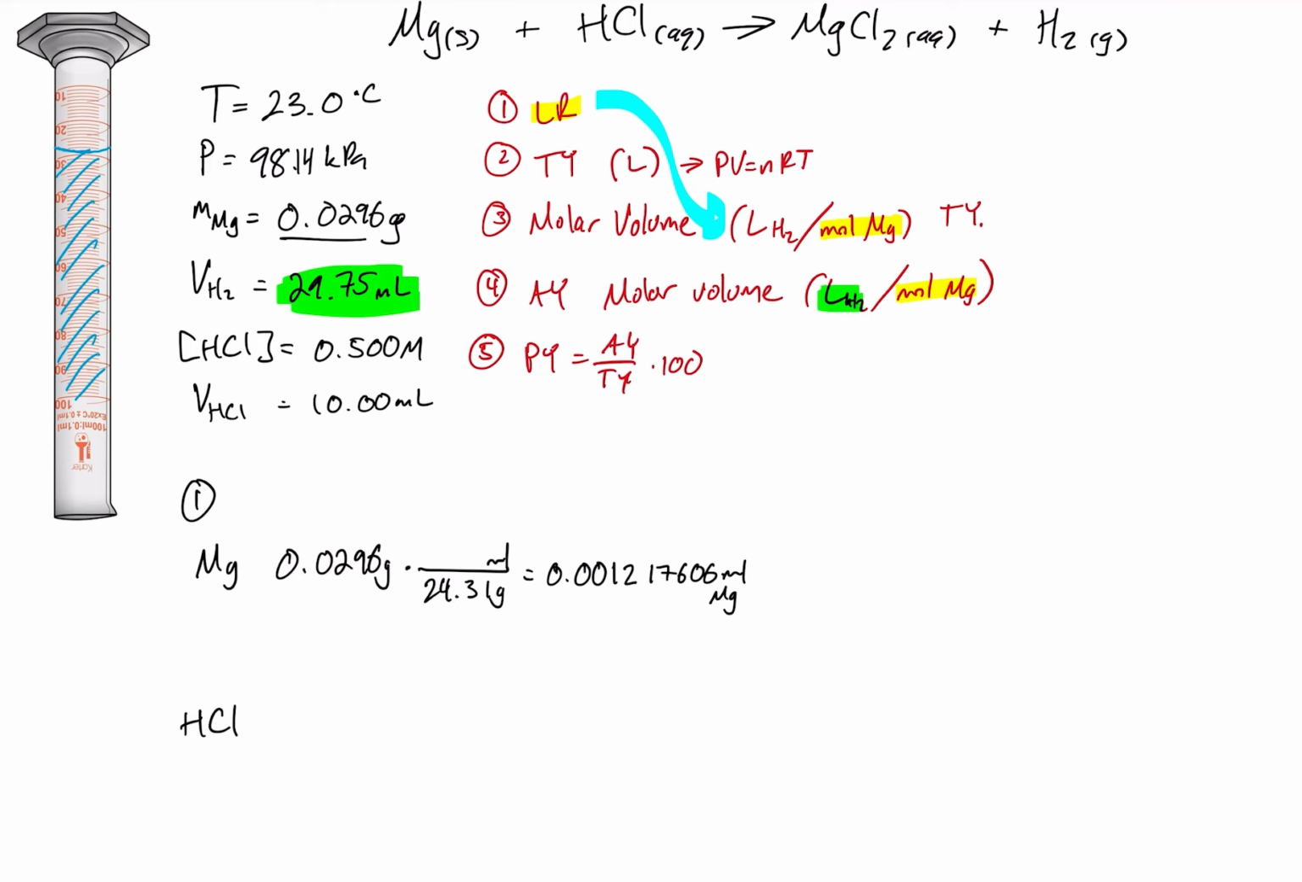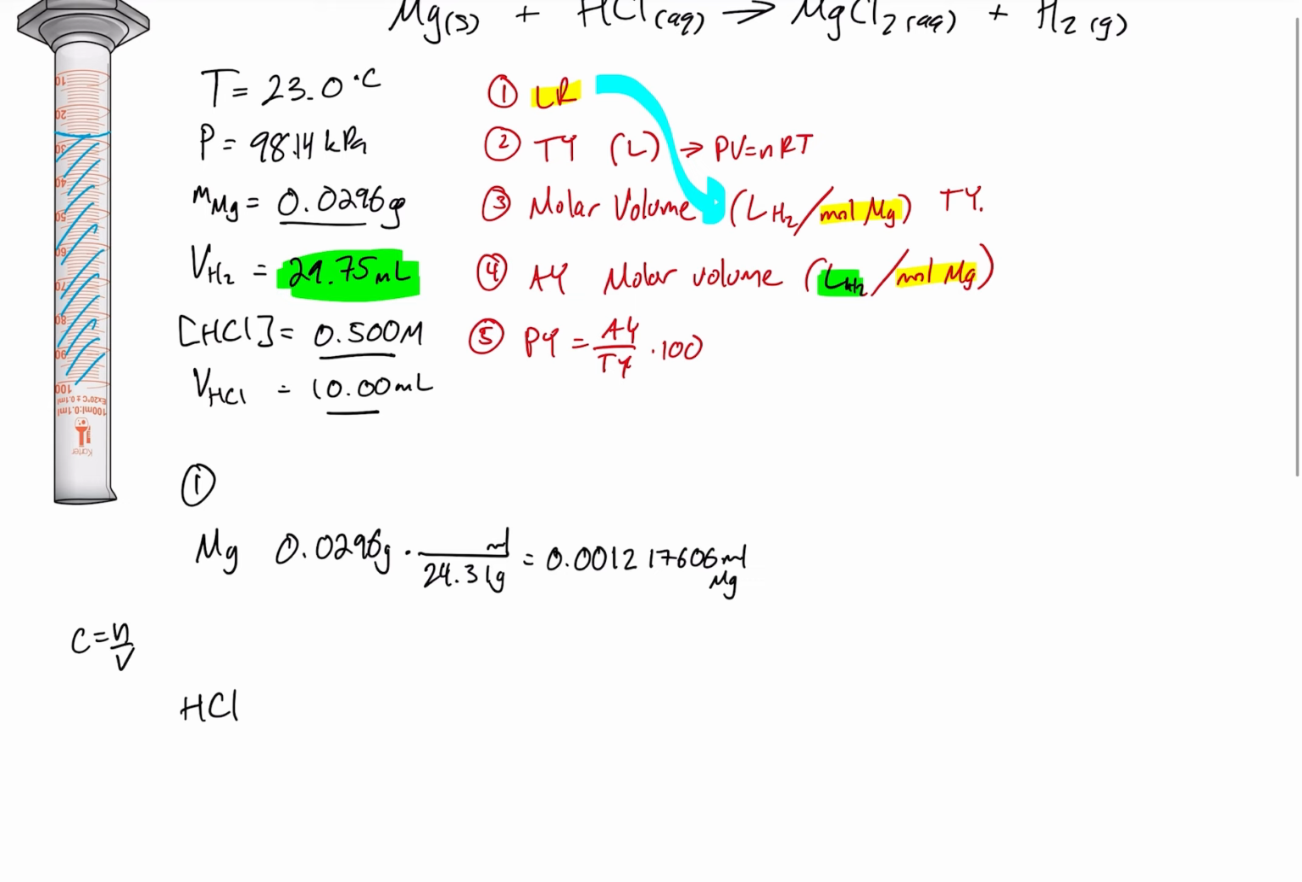Perfect. Now for HCl, in order to find moles, HCl is a concentration and a volume. So in order to do that, we need to use our C = n/V equation, but rearrange it for n = C times V. Now remember that the volume is in liters.